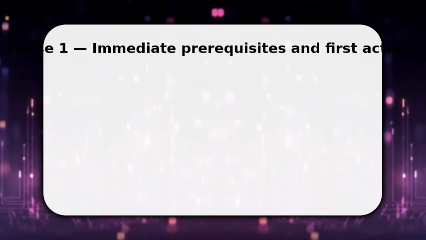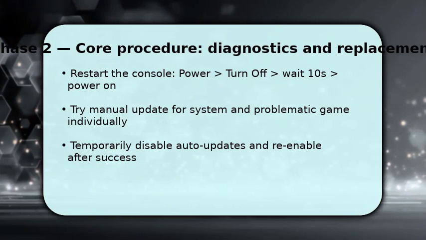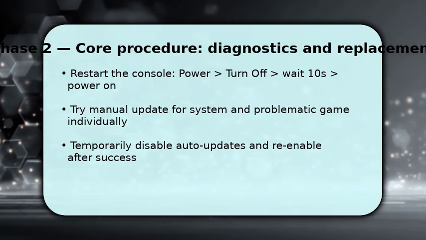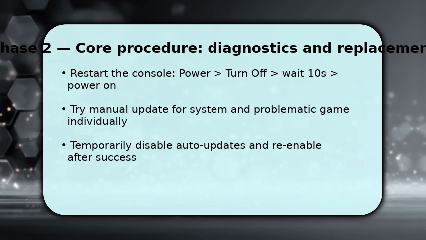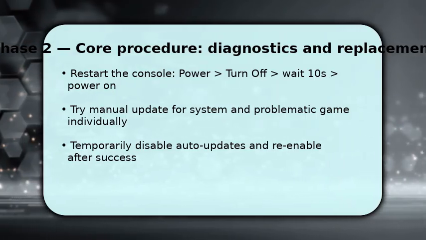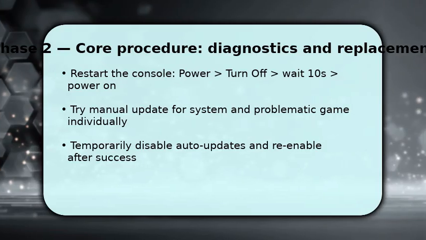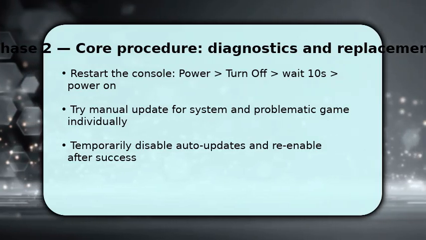If the automatic update stalls, restart the console fully, not sleep, and try again because a cold boot clears hung processes. Manually update the system first, then any game showing an error. Sometimes the game version conflicts with a pending system patch.